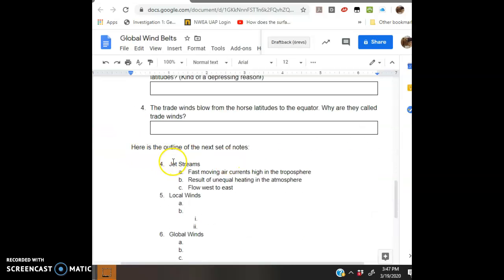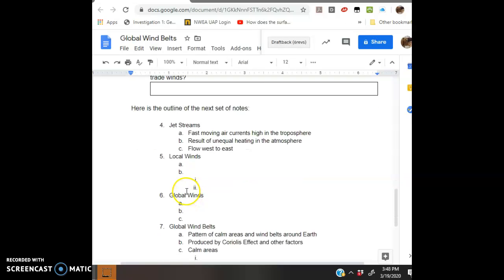It goes right under your jet stream notes. First of all, please add this note to the jet stream notes. Letter C, the jet stream flows from west to east. We're going to break it apart into two types of winds.